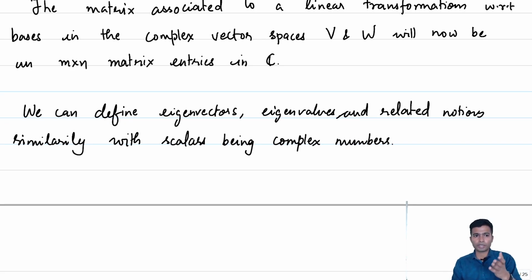For example, when you look at lambda squared plus 1, it does not split. But in C, every polynomial splits into linear factors. So the question of diagonalizability, whether our characteristic polynomial splits or not, will not be a problem of concern for us. However, we will not venture too much in that direction now.